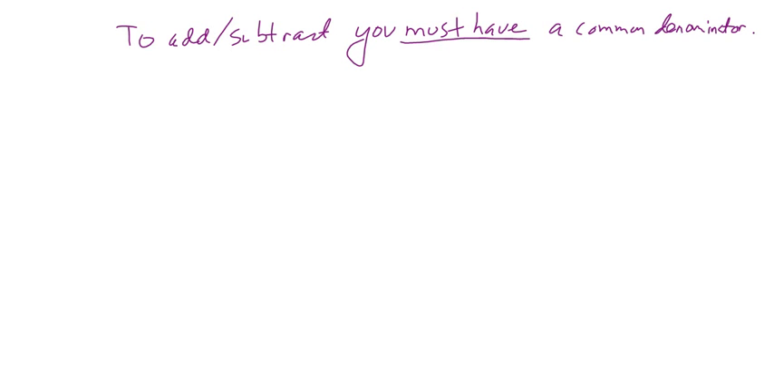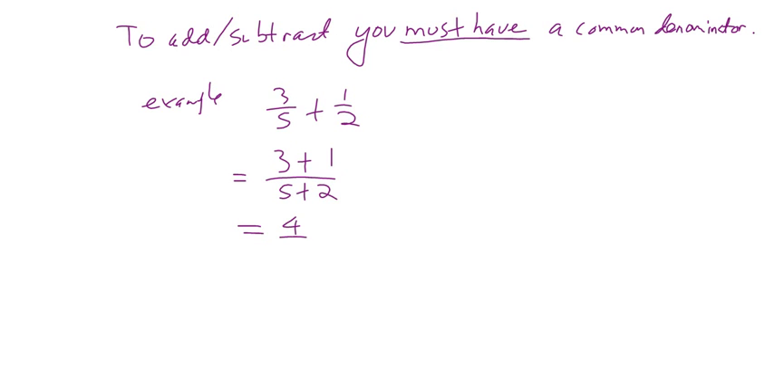So again, if you're coming out of 20-1 and you know how to add, subtract, by all means do it by whatever method you like. Okay? So example, let's say we got 3/5 plus 1/2. Equals 3 plus 1 over 5 plus 2 equals 4 over 7.